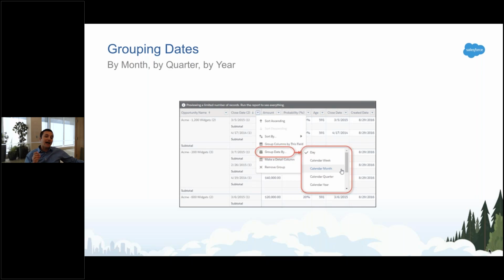So if you want to group by account, group by rep by close date, for example, you can do that. And then you can pick that close date field, and you can change how the dates are grouped, whether it's daily, weekly, monthly, quarterly, or annually. So if you want to see dates differently, super easy. You just got to know where to look.